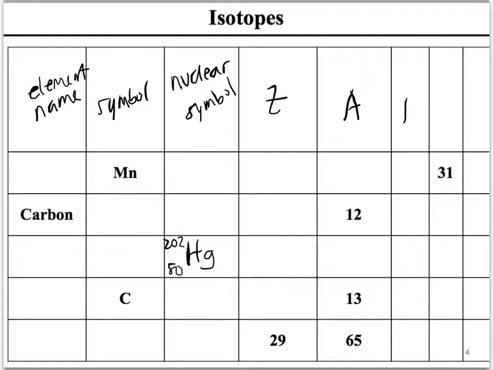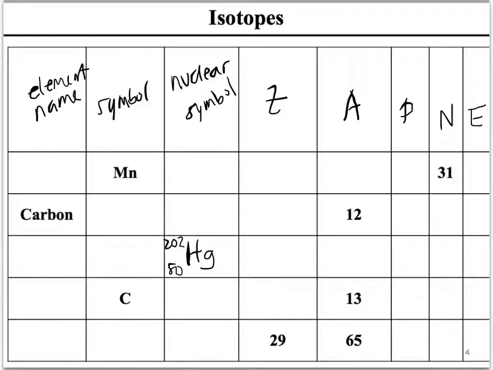This column I'm looking for the number of protons. This column, number of neutrons. This column, number of electrons. So I'm going to go ahead right now and do the first row, and after you see how to do it with the first row, I want you to pause the video and try the next 4 on your own, and then come back and see if you got them correct.